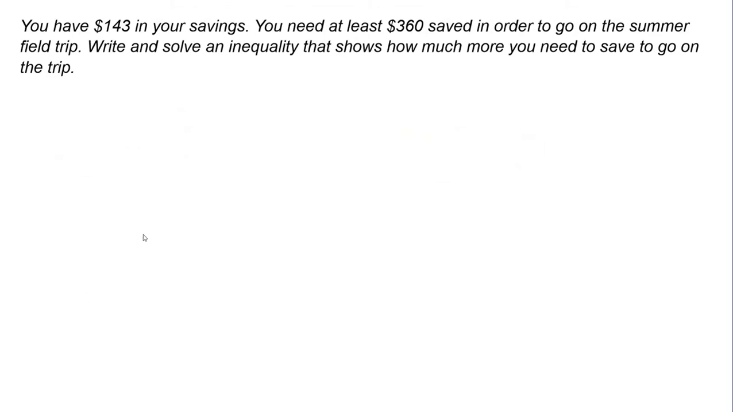So here is a real-world problem that indicates an inequality. You have $143 in your savings. You need at least $360 saved in order to go on a summer field trip. Write and solve an inequality that shows how much more you need to save to go on the trip. So I have $143. That's a fact that I have. I need at least $360. So I need $360 or more in order to go on the summer field trip.